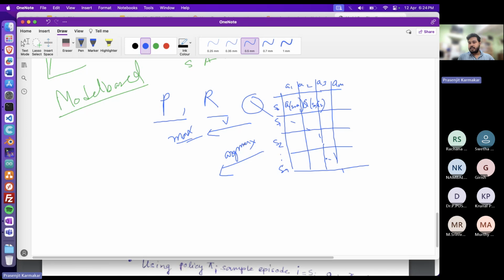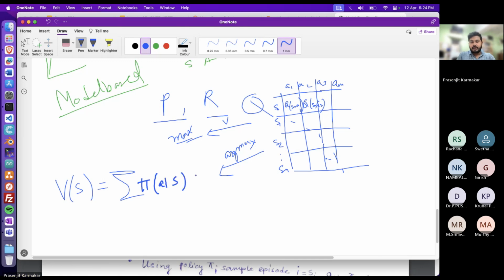Why does max represent the value? We know that the value of a state is the probabilistic sum of the policy, the sum over a of pi(a given s) times Q(s, a). See this equation here.